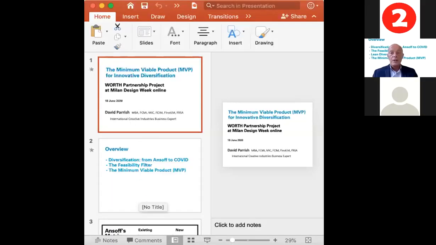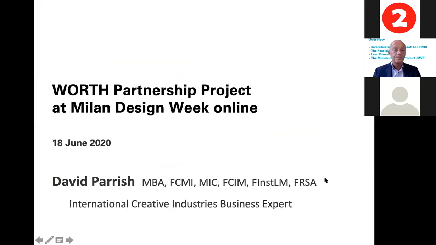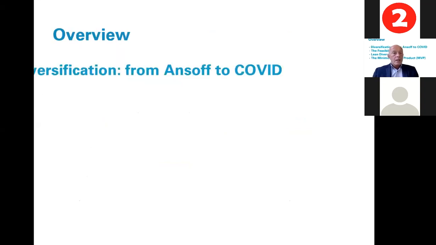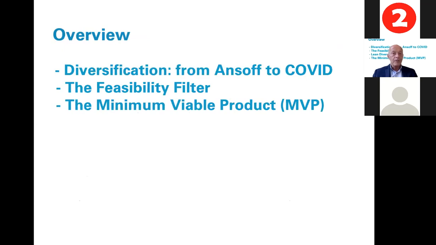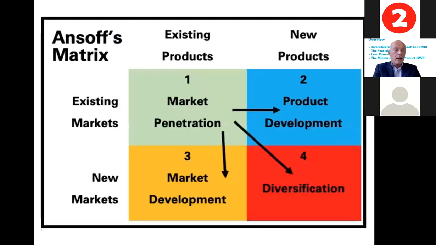So let's start with diversification, and what does that actually mean? Well, I'm going to share my screen so that I can give you a diagram. Sharing my screen. Yeah, here we go. The overview I've mentioned. And then we come to this idea of Ansoff's matrix.